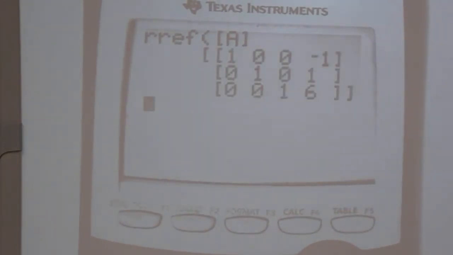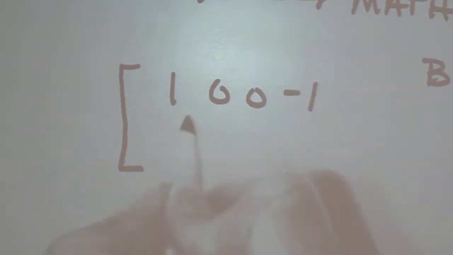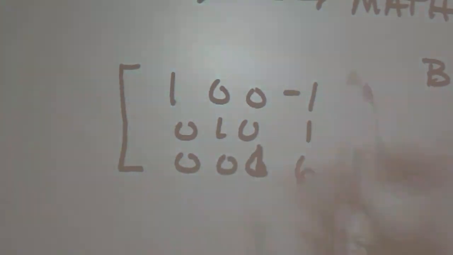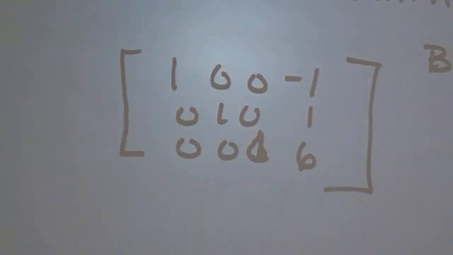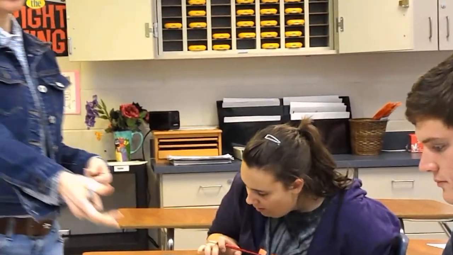It says error. You got an error message? Okay, I'll come look at yours in just a second. Everybody else, let's write the matrix that you see. You should see 1, 0, 0, negative 1, 0, 1, 0, 1, 0, 0, 1, 6. Okay, that is the matrix that you should see. Colton, it's possible when you built your original matrix, you didn't build it correctly. Let me just see what you did.